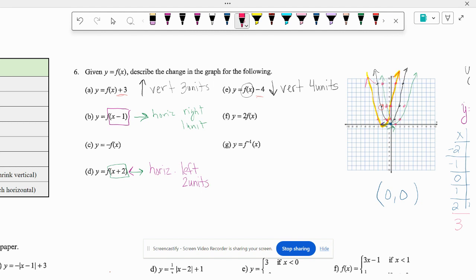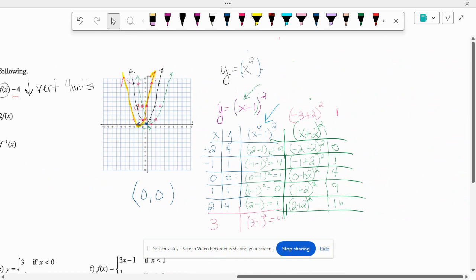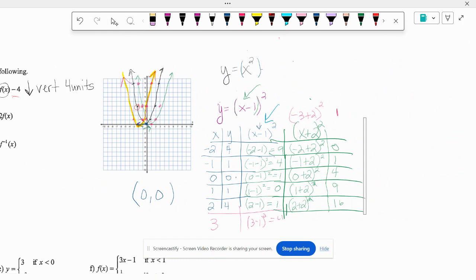All right. So the last three that we need to talk about have negatives in them or a stretch. So let's look at this. Example C, y equals negative f of x. That just means you're going to take the parent function y equals x squared, and you're going to put a negative out in front of it. So let's take a look and see what that looks like. I'm going to take my parent function y equals x squared and rewrite it so it has a negative out front.